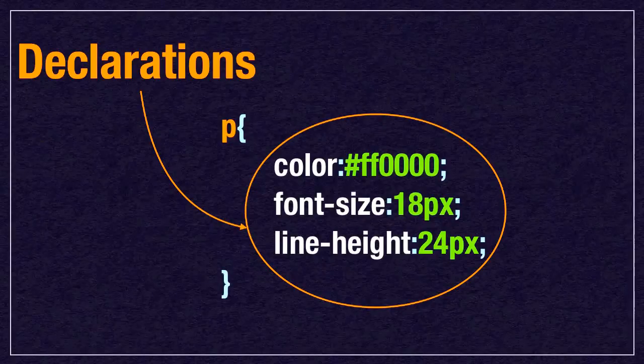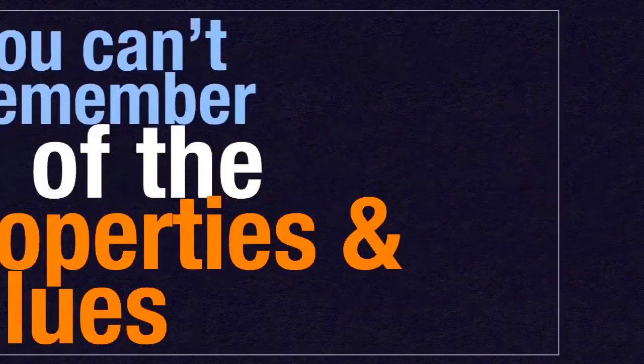So you can have more than one declaration inside of a rule. So here we have 3 that control the color, the font size, and the line height of this particular paragraph.